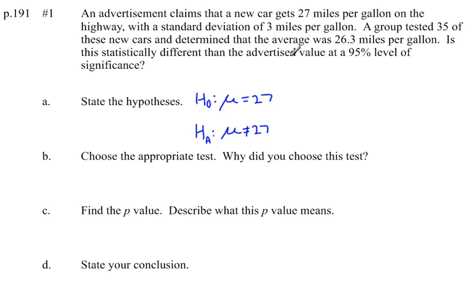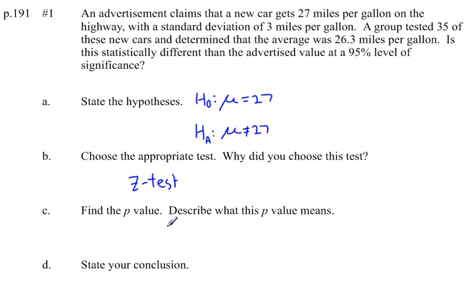So let's see what we know. We know the standard deviation of the population. We also have a relatively large sample. So since we know standard deviation, the sample is 30 or more, we're going to choose to use a z-test because we know the standard deviation and because n is greater than 30. Okay, next part, find the p-value.